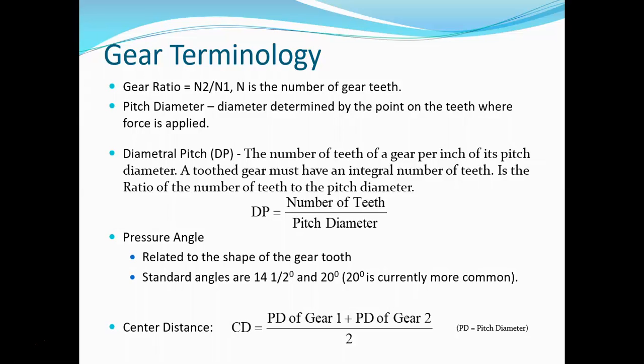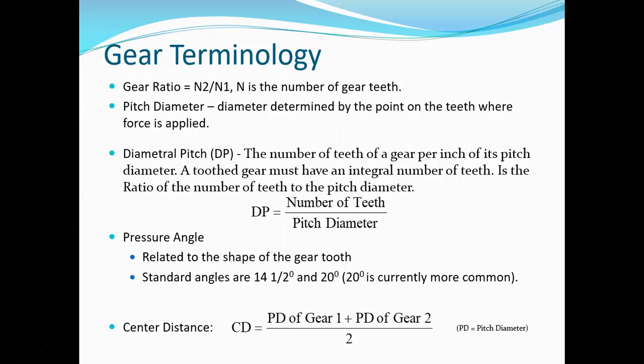Pitch diameter, I talked about that a little bit, is determined by the point where the teeth make contact, where the force is applied. Diametrical pitch is another measurement you need in determining the gears. Look at the last sentence in that paragraph: diametrical pitch is the ratio of the number of teeth to the pitch diameter. So you can count the number of teeth on the gear, and then divide the pitch diameter into that, and that's going to get your diametrical pitch.